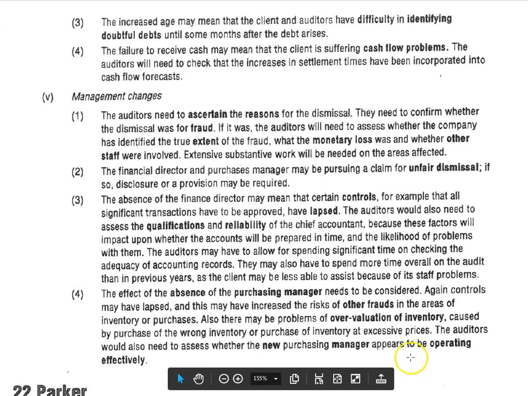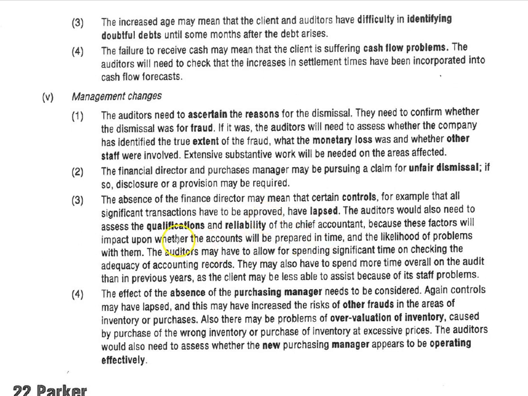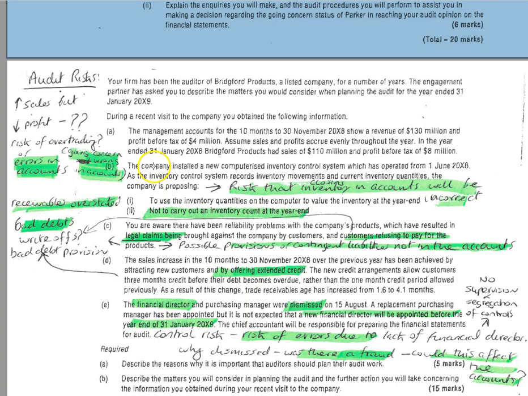Here it talks a bit about how the absence of a director means certain controls may have lapsed, with the accounts prepared on time, problems in the accounts. But it's not really shouting out the risks in the answer. Of course, I just asked you to discuss or highlight the risks. So in the first one, the accounts look like they're going to end up with a big profit, much bigger than last year, and a small loss. And it's changed a lot from last year.